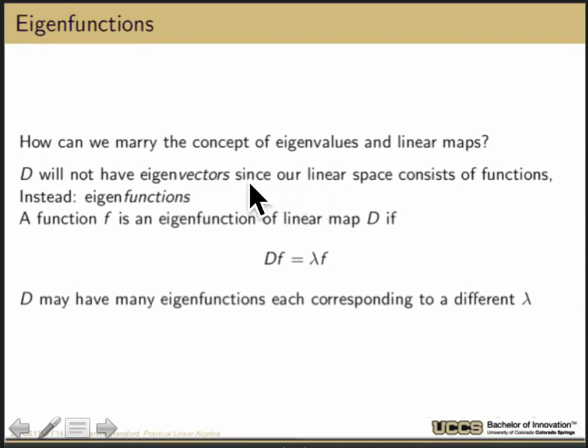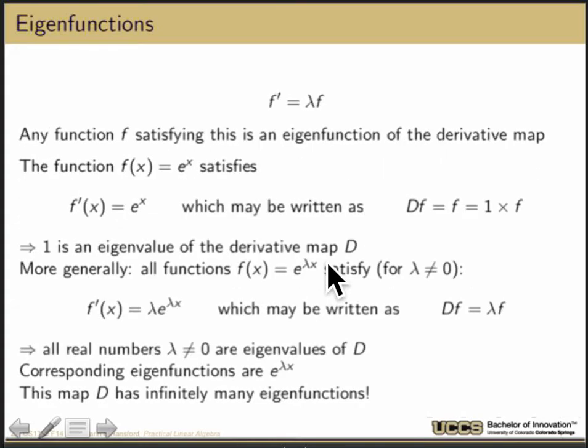And what do we mean by an eigenfunction? Well, if we go back to the thing that defined eigenvalues, we had some A times x equals lambda times x. Well, instead of x, we're going to use f. D times f equals lambda times f. What's a function such that if I were using, for example, the derivative map, the derivative of f is equal to lambda times f? That's straightforward to think about.